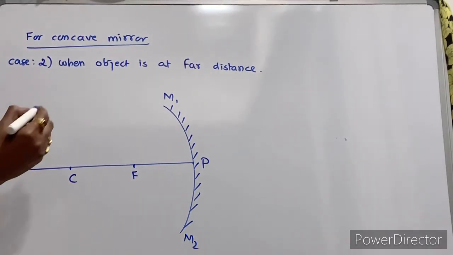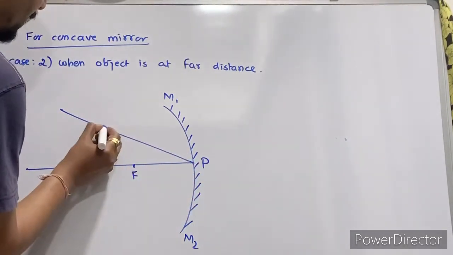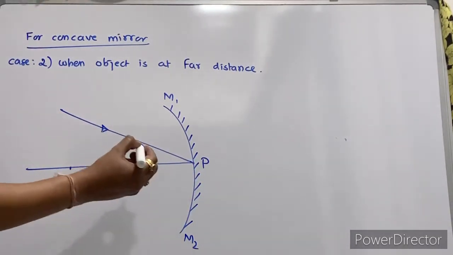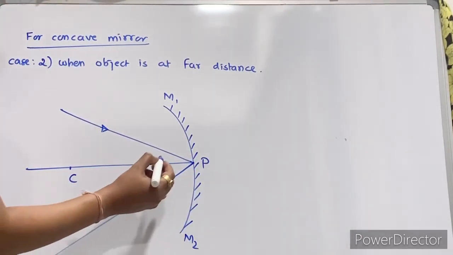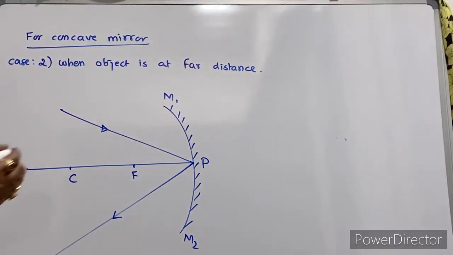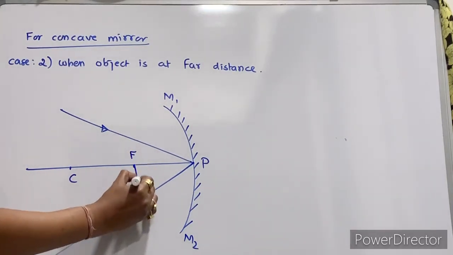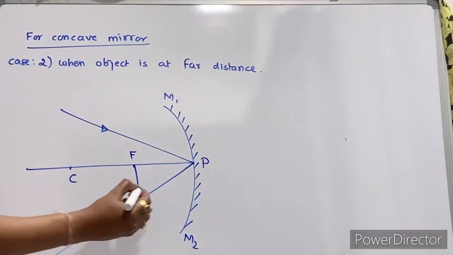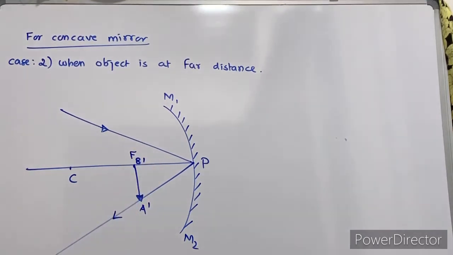Now the first ray will be incident like this. It will pass through P. Just take the angle, whatever exact angle. With the same angle, this ray gets reflected, right? This is the reflected ray, like this. Now from F, draw one line in a vertical downward direction. This will be your image, A dash, B dash.